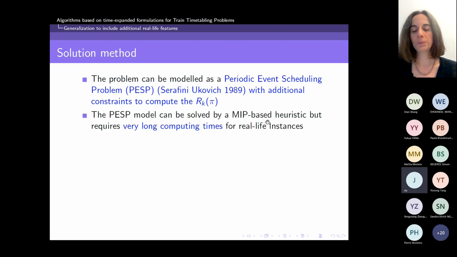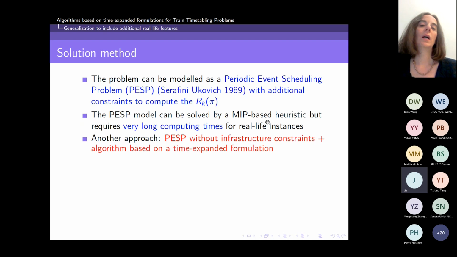So this is very long, and we decided then to have another approach, which is basically using a PESP, but without infrastructure constraints, which means that we allow conflicts between trains. So basically, we derive a set of timetables which are good for passengers, but cannot be executed because of conflicts between trains. And then this is combined with an algorithm based on a time-expanded formulation.